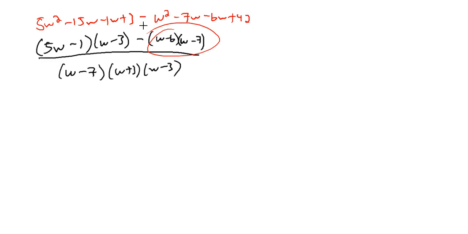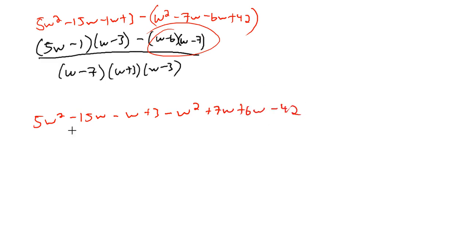We want to subtract all of this from this over here, which means we need to use parentheses again. And so we'll have to distribute the negative sign. So let's rewrite all of that down here. We have 5w squared minus 15w, and I'm sorry, this looks bad, but it's a minus 1w, which is just w, plus 3. Then we distribute the negative sign here. So we'll have minus w squared plus 7w plus 6w minus 42.